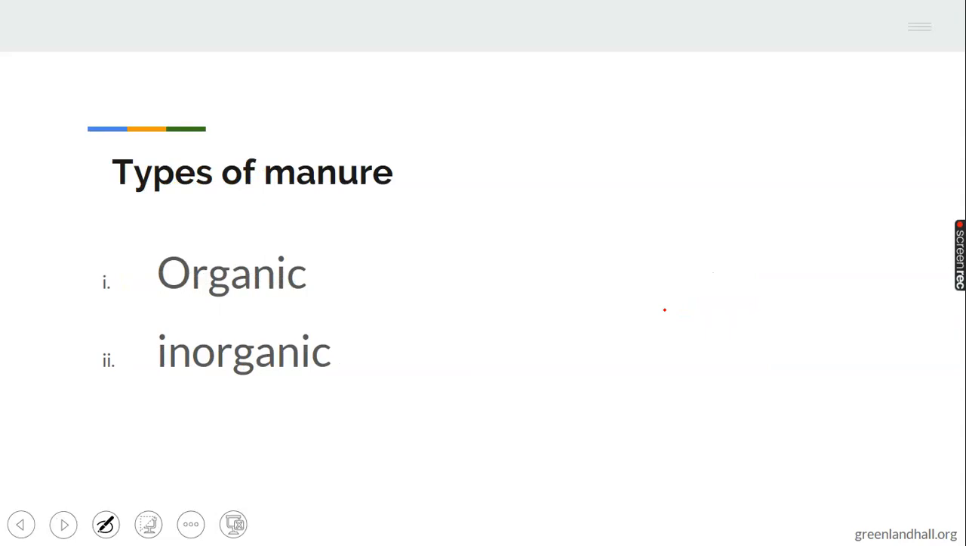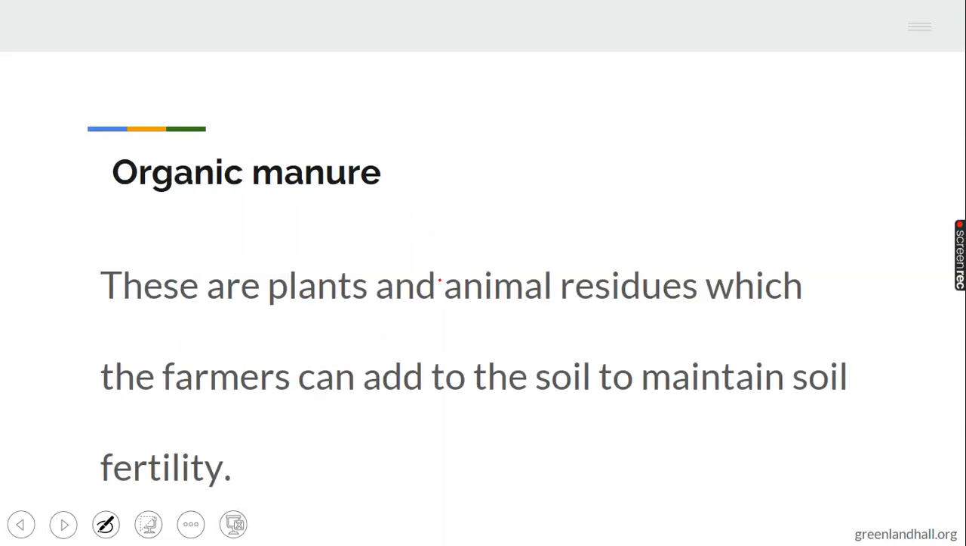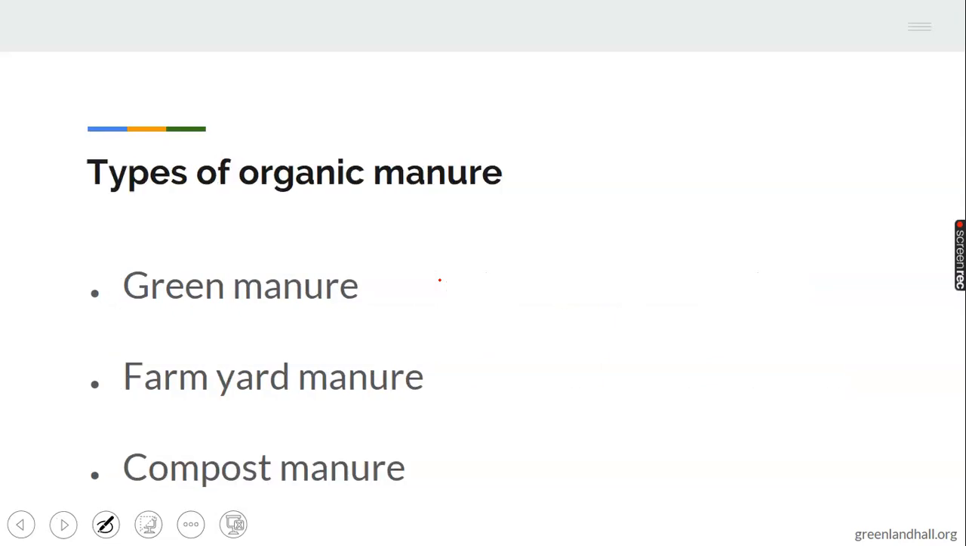We have two types of manure: organic manure and inorganic manure. Take note of that. Let's look at organic manure. They are plant and animal residue which the farmer can add to the soil to maintain soil fertility. Types of organic manure: we have green manure, farmyard manure, and compost manure. Green manure is usually from plants. It is the remains of fresh green plant material which has not begun to decompose when harvested.